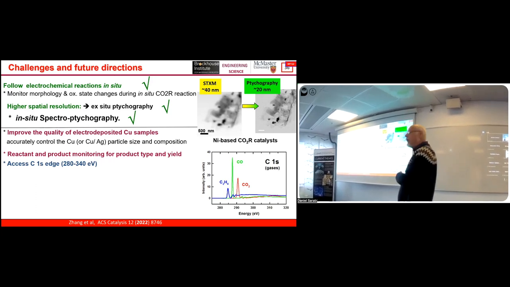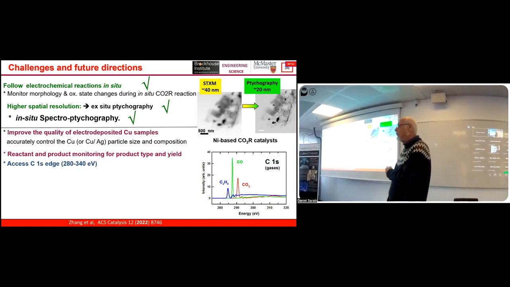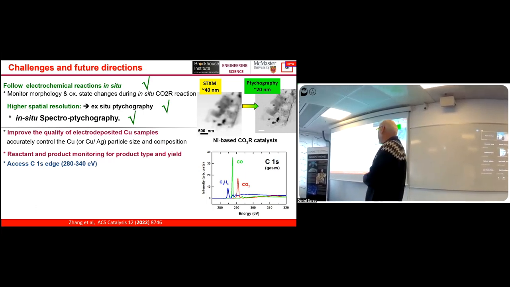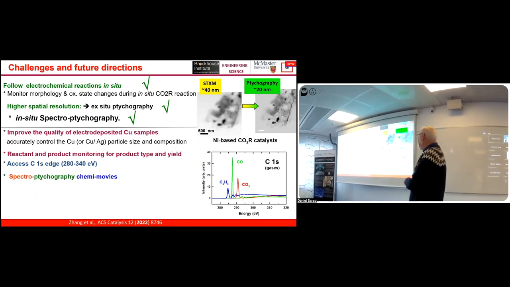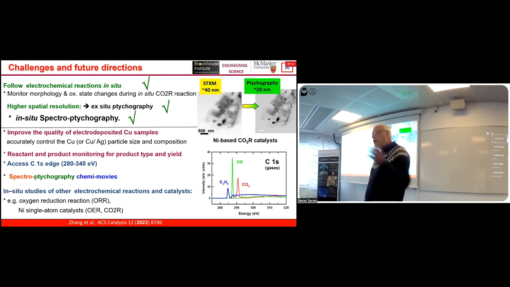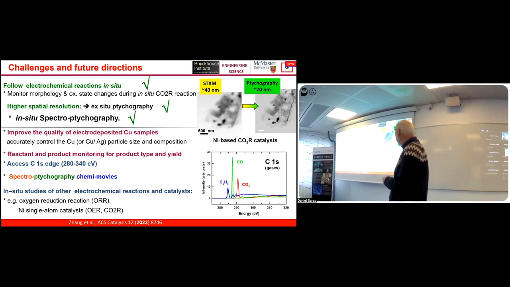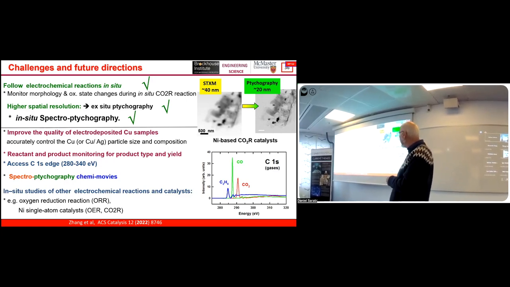But they're nice targets from the point of view of gas-phase spectroscopy. They're very sharp, intense peaks. So it should be possible. It's a matter of optimizing things. I'm not going to talk about that. And obviously, the range of studies one can do is much, much beyond just CO2 reduction.